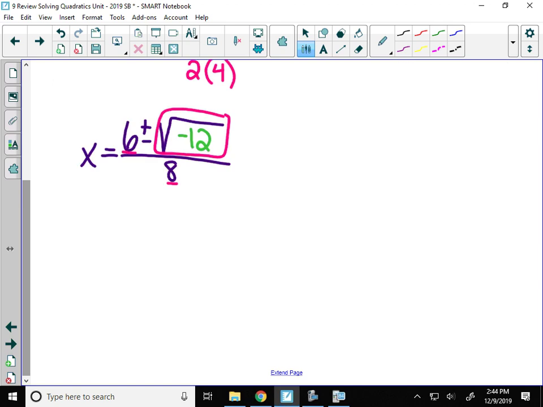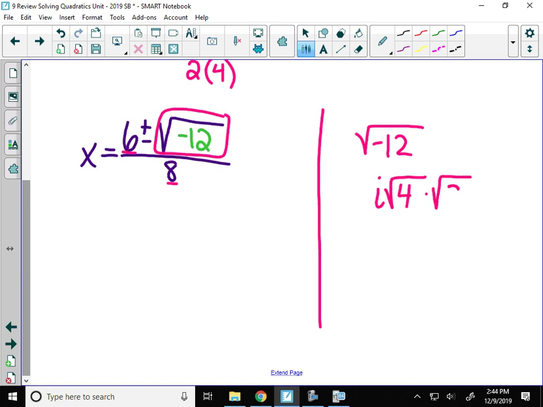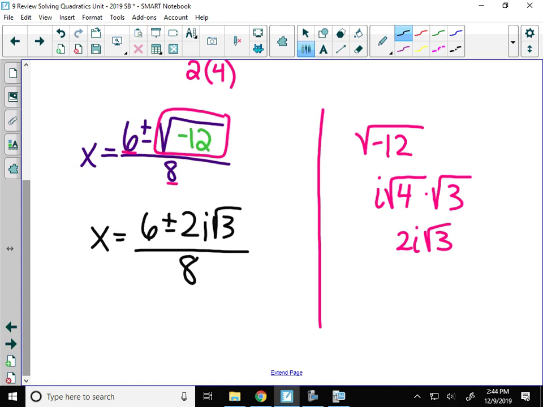So I'll do it off to the side here. You have to know how to simplify the square root of negative 12. You're going to have an i, because there's a negative under the radical, and you should know that radical 12 is radical 4 times radical 3. That simplifies to be 2i radical 3. So I'm going to replace what's in the box there, and write this as x equals 6 plus or minus 2i radical 3 all over 8.